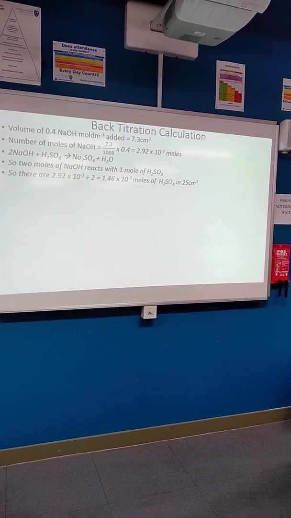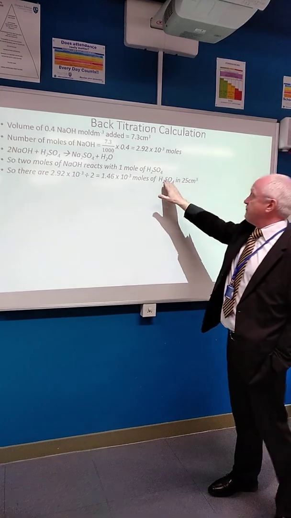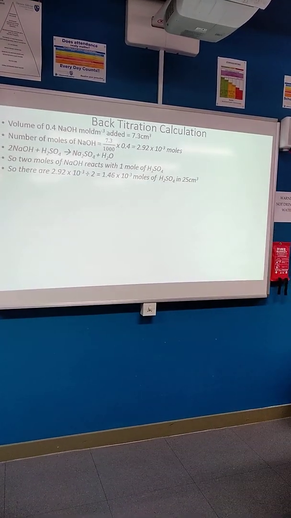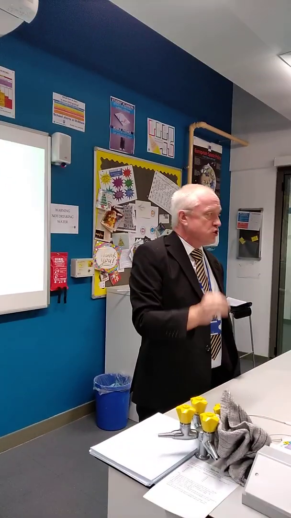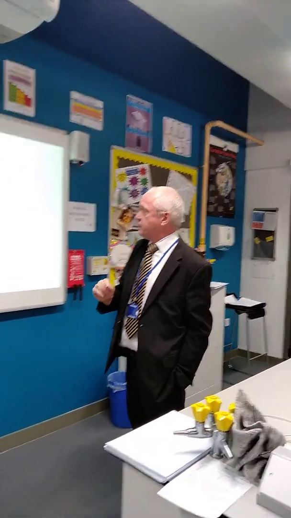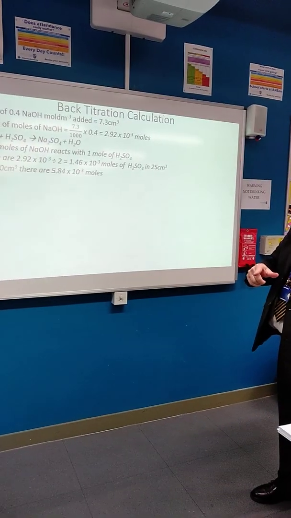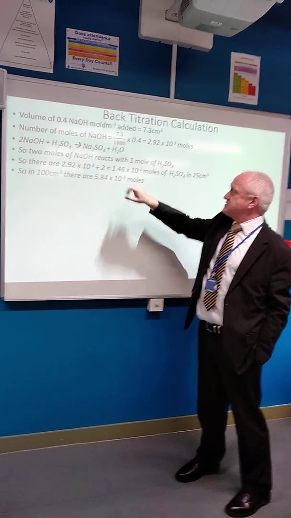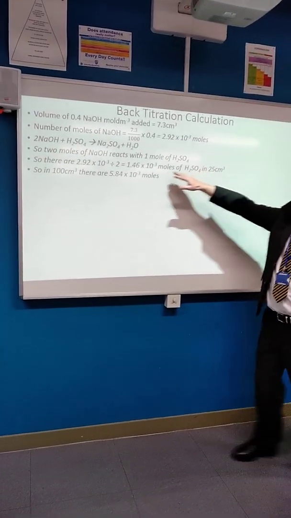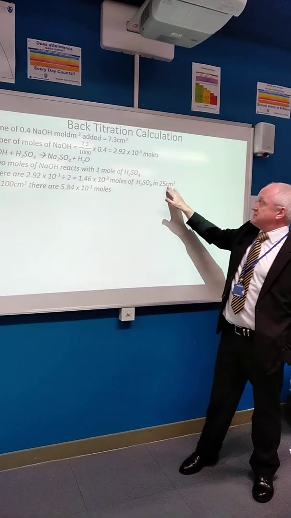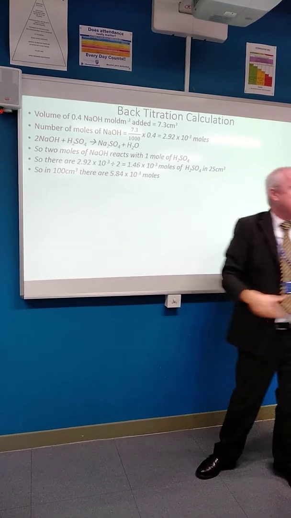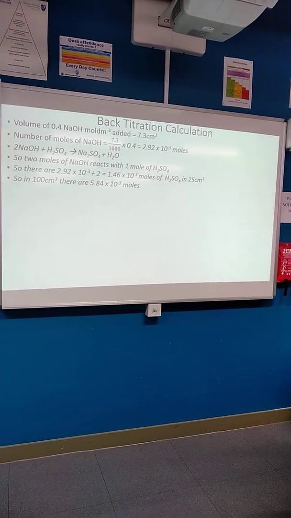So you now know how many moles of sulfuric acid there were in 25 cubic centimetres. You added 100 cubic centimetres of sulfuric acid, which means that there are that many, 5.84 times 10 to the minus 3 moles. The way I got that, obviously, if there's this many moles in 25, then there is 4 times as many in 100. I simply multiplied it by 4.